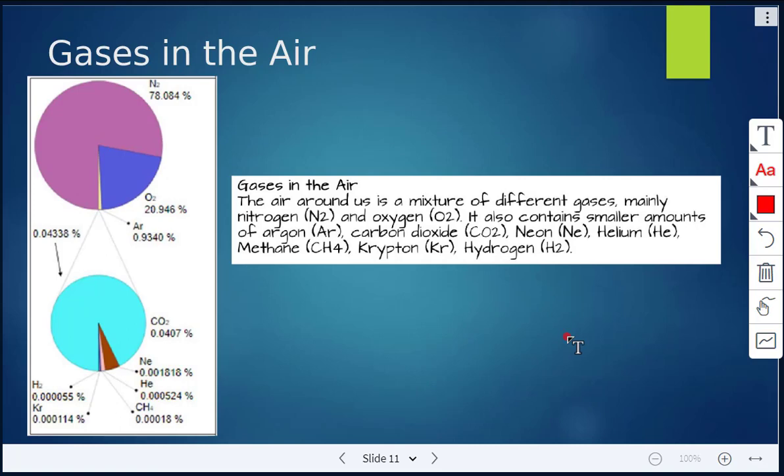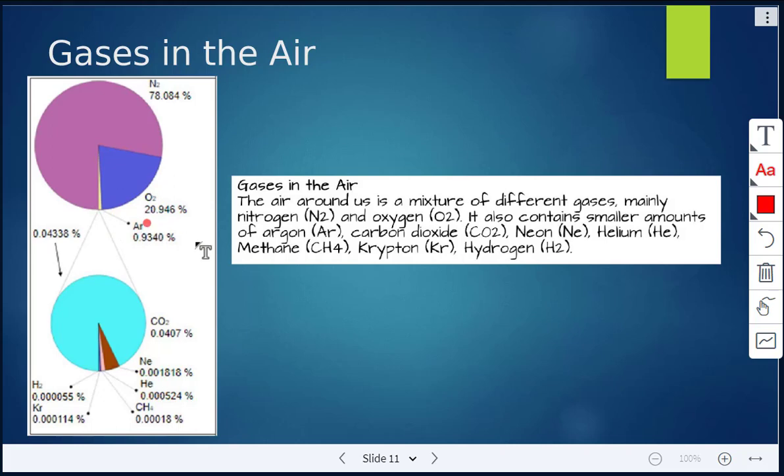All right, gases in the air. So this here is just showing what the air is comprised of. So the air around us is a mixture of different gases, mainly nitrogen and oxygen. Nitrogen is shown by N2, oxygen is O2. There's also small amounts of argon, which is shown by Ar.